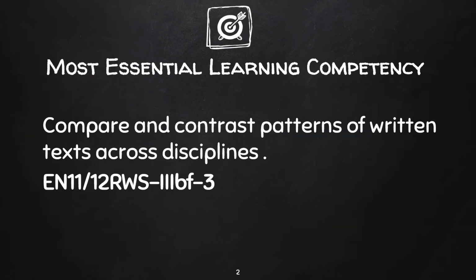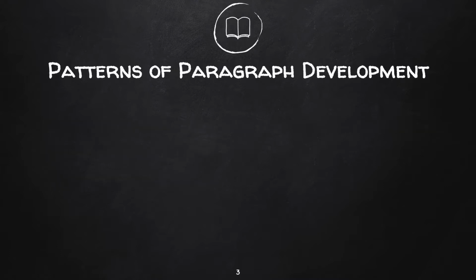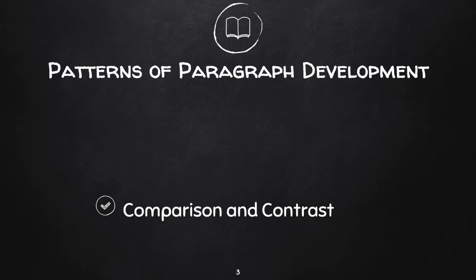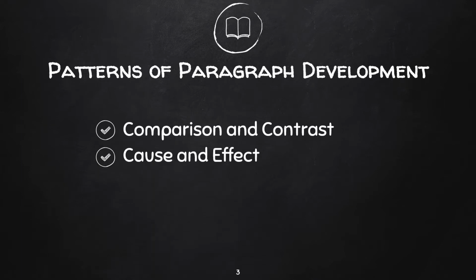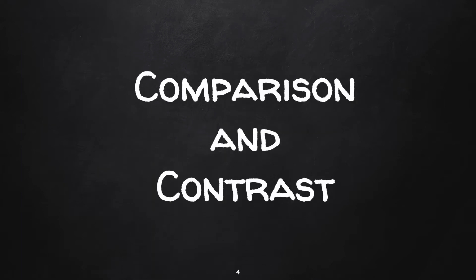At the end of this lesson, you are expected to achieve the following most essential learning competency, which is to compare and contrast patterns of written text across disciplines. For today's episode, we're going to continue our topic on patterns of paragraph development, specifically for comparison and contrast, and cause and effect. Let's start with comparison and contrast.